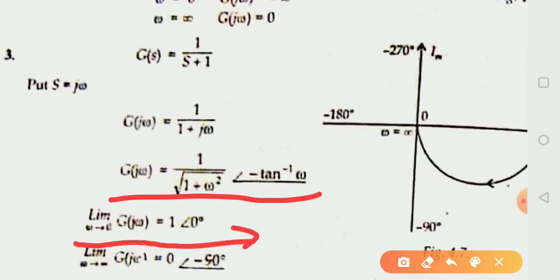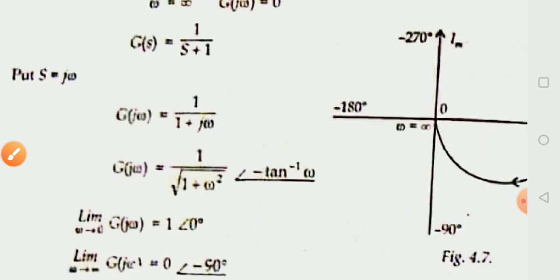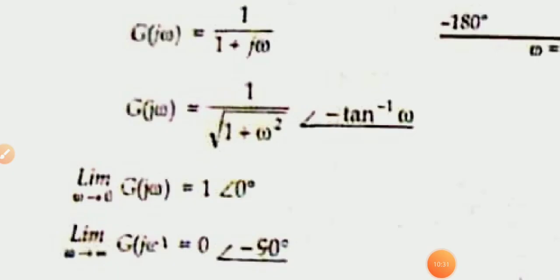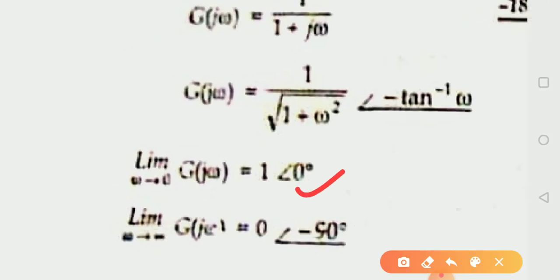The magnitude value is, when we put 0 in place of omega, it becomes 1. So here the magnitude, by putting the value omega equal to 0, is 1, and the angle for this case is 0, because we put minus tan inverse 0. So at what value is the tan 0? It is 0 degrees. So here the angle is 0 degrees. So at omega tends to 0, the magnitude is 1 and the angle is 0.